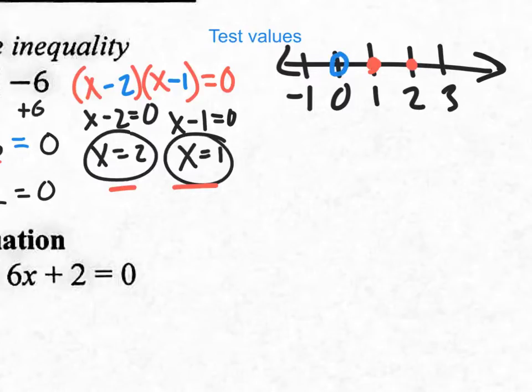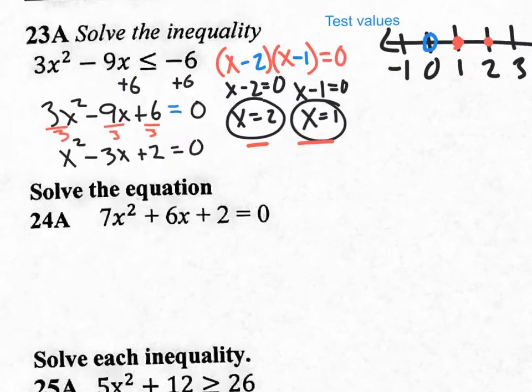So let's see if it works. In order to test 0, all you got to do is go back to your original inequality, the original one, and plug in 0 for x and see if it gives you a true statement. So you have 0 squared times 3, that's 0. 9 times 0 is 0. So this whole thing is 0. 0 is less than or equal to -6. So what do you think about that? Is 0 less than or equal to -6? No way, 0 is greater than any negative number, so that didn't work.